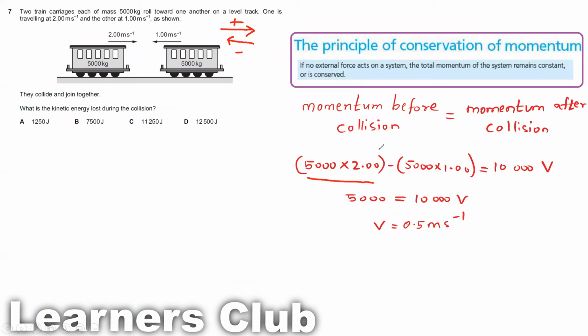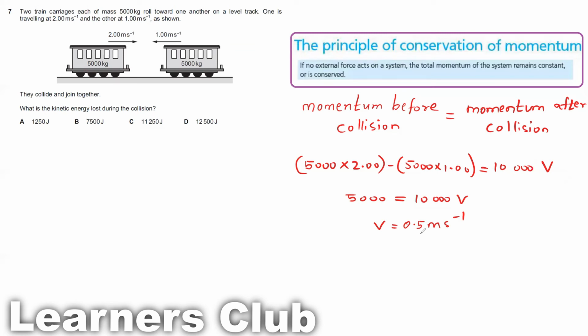Momentum after collision. Once they collide, they're going to move off together. So we need to sum up their mass because they join as one system. So 5,000 plus 5,000, 10,000. Let me take V as my final velocity. Now we need to find the final velocity. So this becomes 5,000 into 2 minus 5,000 into 1 equals 10,000 V. If I make V the subject, I get 0.5 meter per second. So the final velocity of both carriages moving together after collision is 0.5 meter per second.